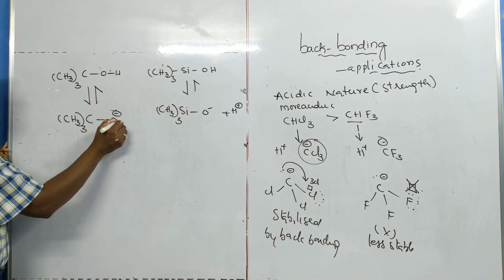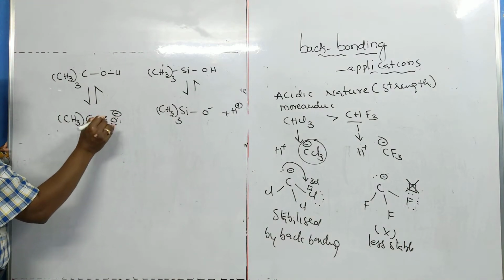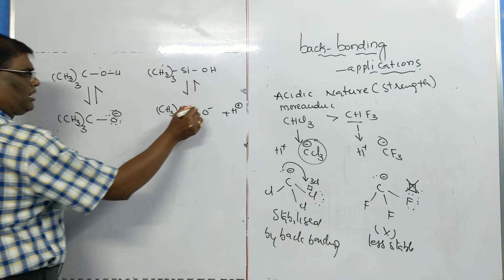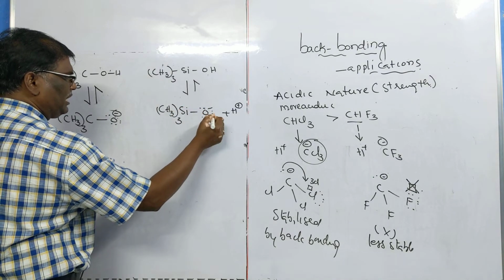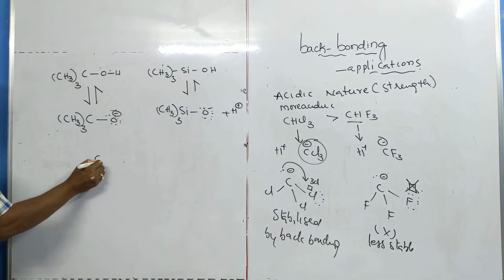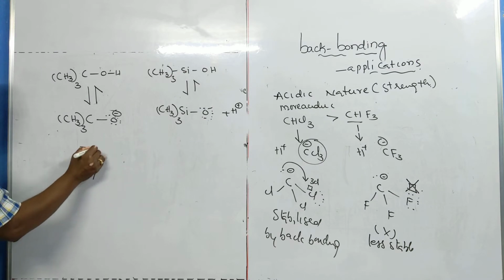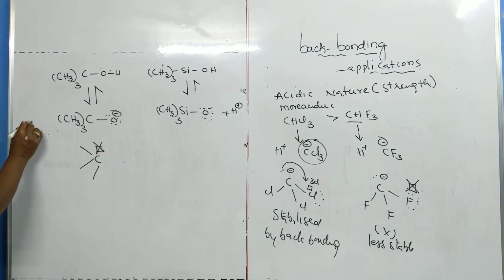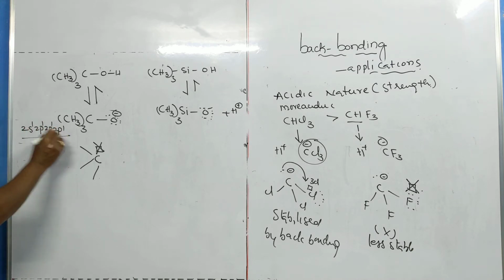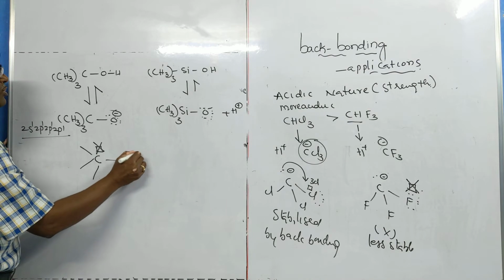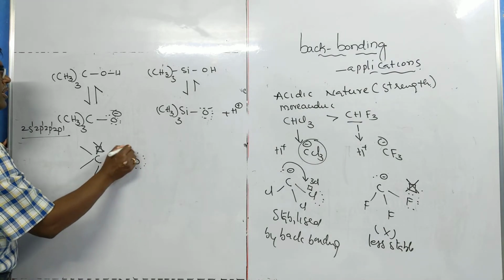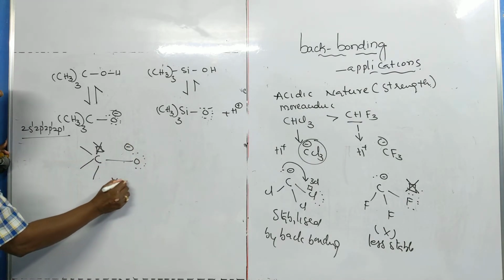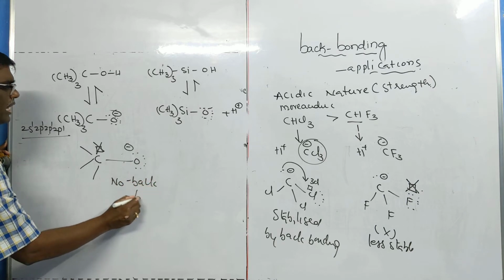Now oxygen has lone pairs of electrons, 4 lone pairs clearly. Now what about carbon? You learned carbon has no vacant orbital, because carbon uses 2s1, 2p1, 2p1, 2p1. There is no vacant orbital. So there is no possibility of back bonding between these two. No back bonding.